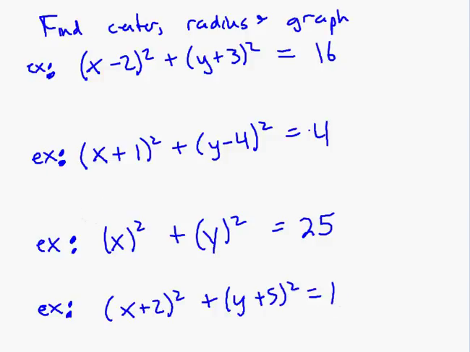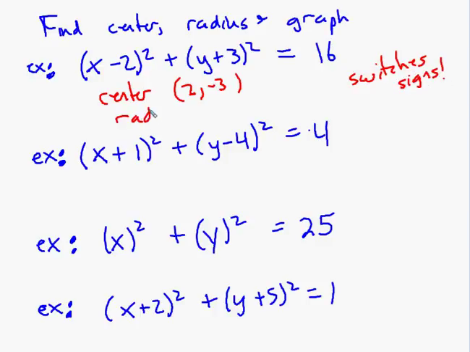Alright, before we graph these, let's go through and identify the center and radius. Okay? What's the center for the first one? 2, negative 3. Notice it switches sign, right? And that's true for all of these. What's our radius? It's not 16. So remember, this is r squared. So that means the radius is 4.